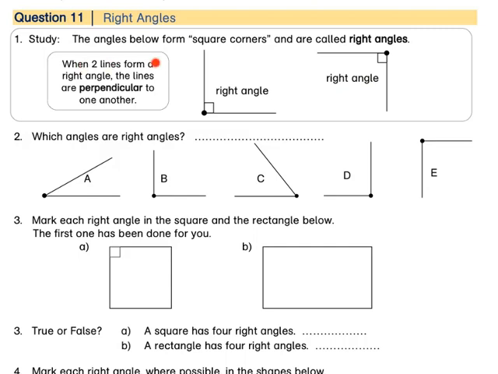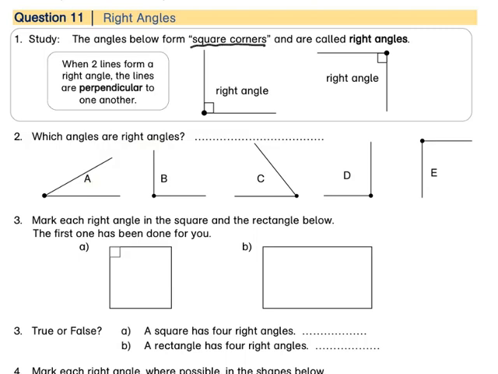When two lines form a right angle, the lines are perpendicular to one another. So this line is perpendicular to that line, and this line is perpendicular to that line. Number 2. Which angles are right angles? Now remember, right angles form square corners.